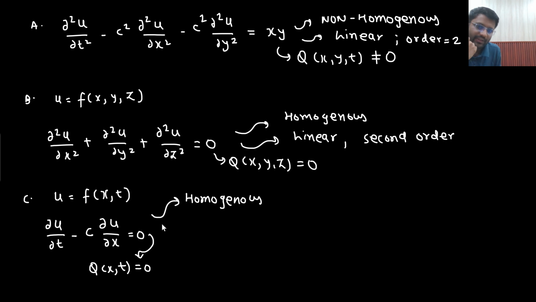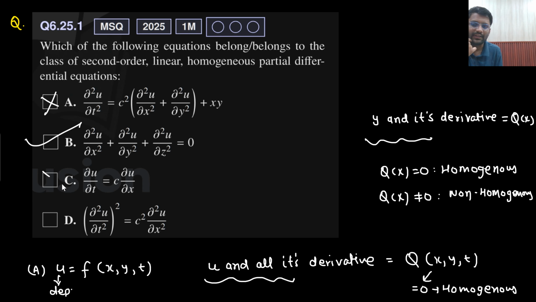It is surely homogeneous. What about linearity, sir? No issue. U is not multiplied with a function of u. No problem with the linearity as well. What about the order? Order is first order. It is your first order differential equation. That means this option is also wrong.